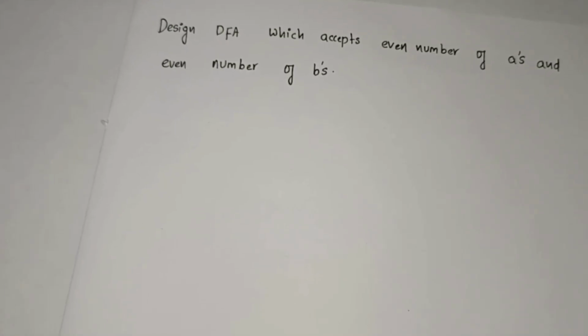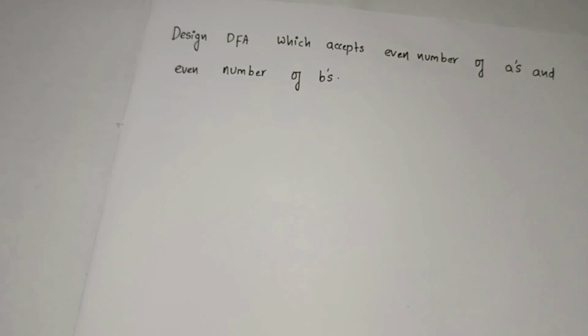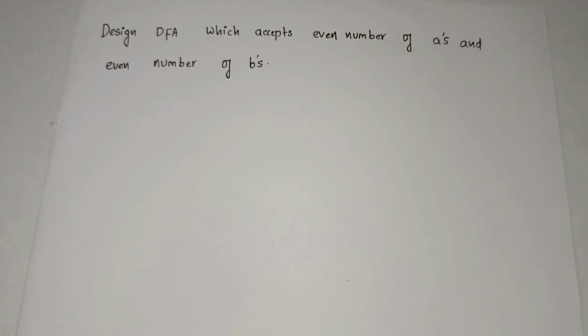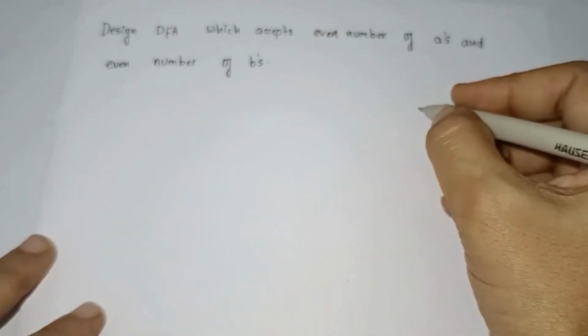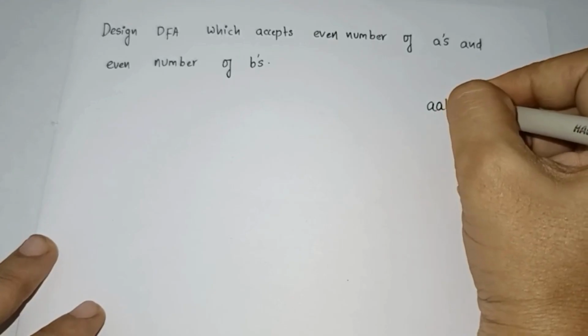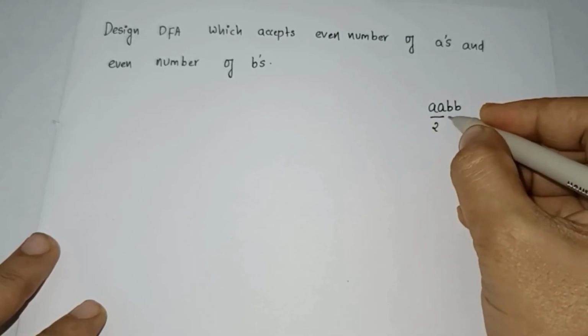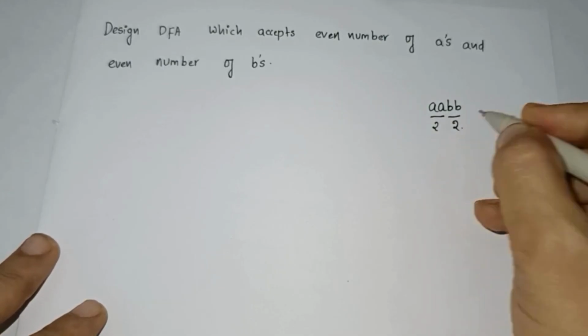Hello everyone. Today we will discuss how to design a DFA which accepts an even number of A's and an even number of B's. So the question says that if we take one particular string, it should have even A's and it should have even B's. Means if you take a string like A, A, B, B.